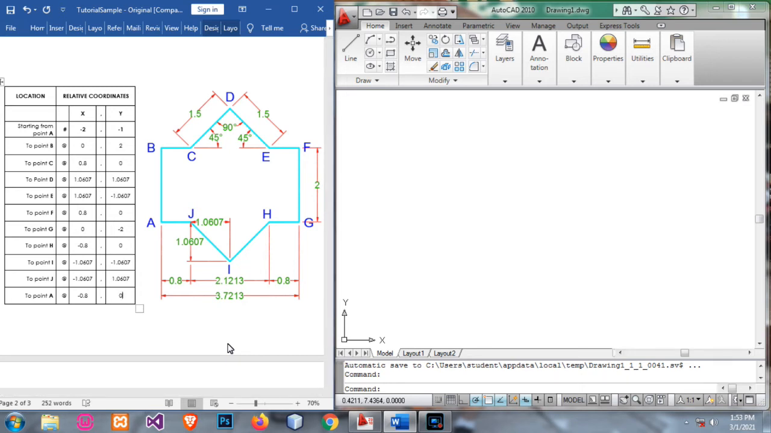And that's it. We now have the relative coordinates of the remaining points from A to J and back to its starting point. So now we will draw this object in our AutoCAD software. To start, we will need to create a line. Here we have a line located in your Home tab. The shortcut key for your line is letter L.